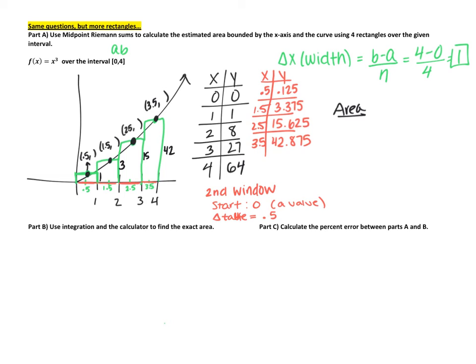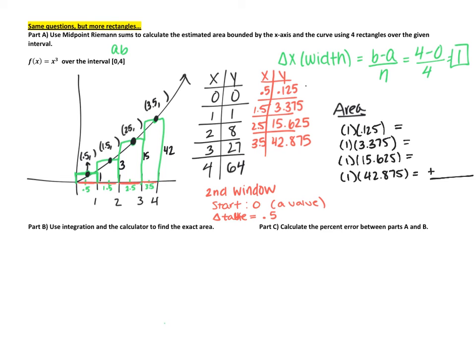So the width of all of these rectangles is always 1. So 1 times, and I'll start on this side, 1 times 0.125, 1 times 3.375, 1 times 15.625, and 1 times 42.875. So take a minute, calculate what that equals, and then add them up to find the area, and then hit resume when you're ready for the answer.